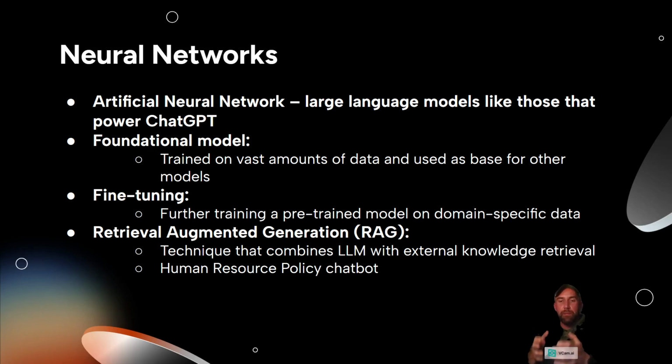So the response is grounded in that documentation that was provided by the chatbot owner. That's called retrieval augmented generation. And that allows you to provide some domain specific knowledge without actually fine tuning the model.